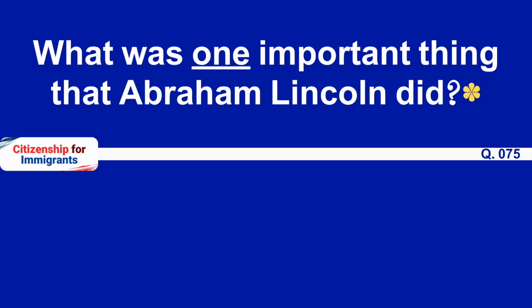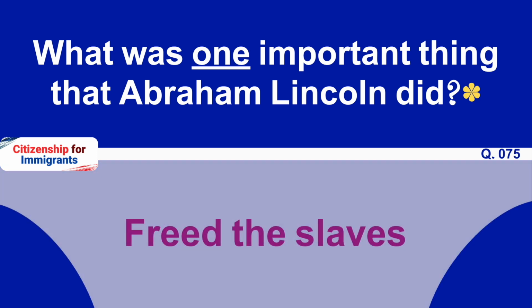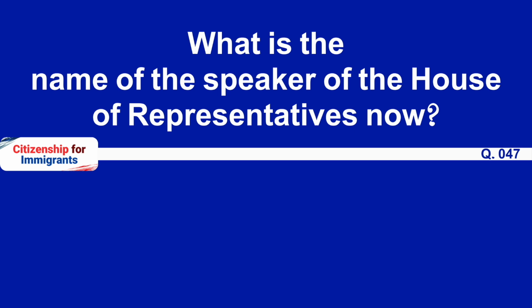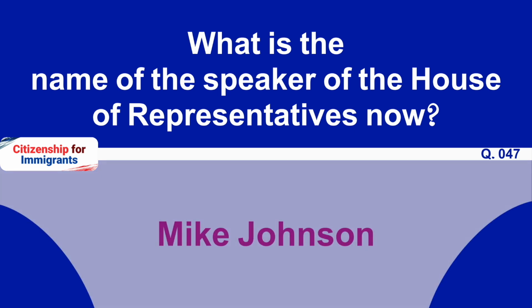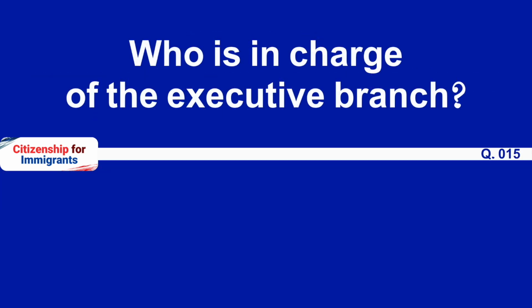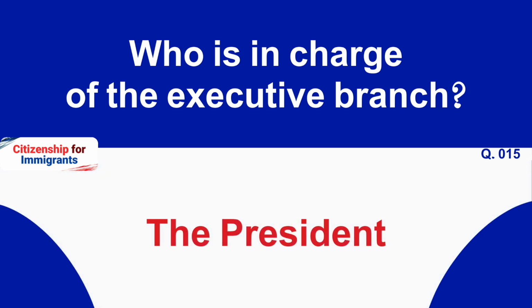What was one important thing that Abraham Lincoln did? Freed the slaves. What is the name of the Speaker of the House of Representatives now? Mike Johnson. Who is in charge of the executive branch? The President.